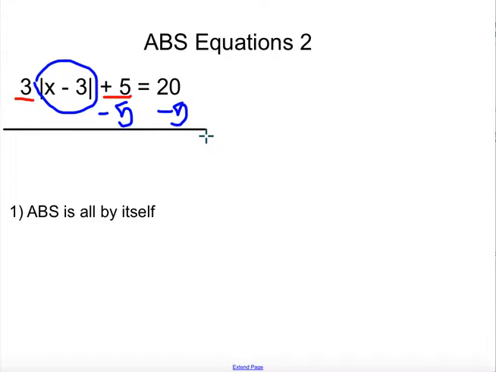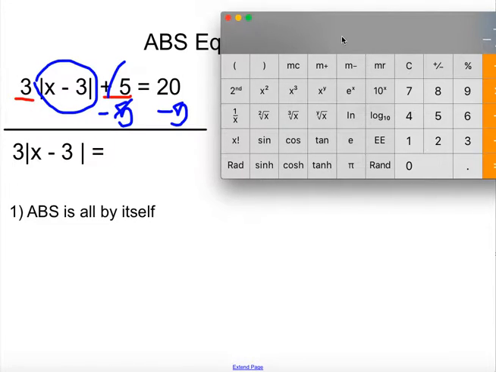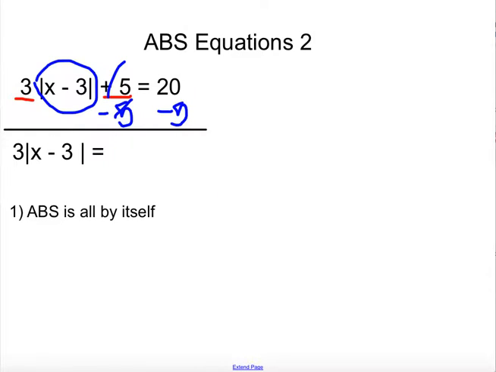Now we make a beautiful line here. Now we would have 3 absolute value of x minus 3 is equal, see, 5 and 5 cancel each other out, 20 minus 5. Okay, I have no idea what number this is. So let's do that. 20 minus 5 is 15. So I'm gonna write this guy here is equal 15. Good?